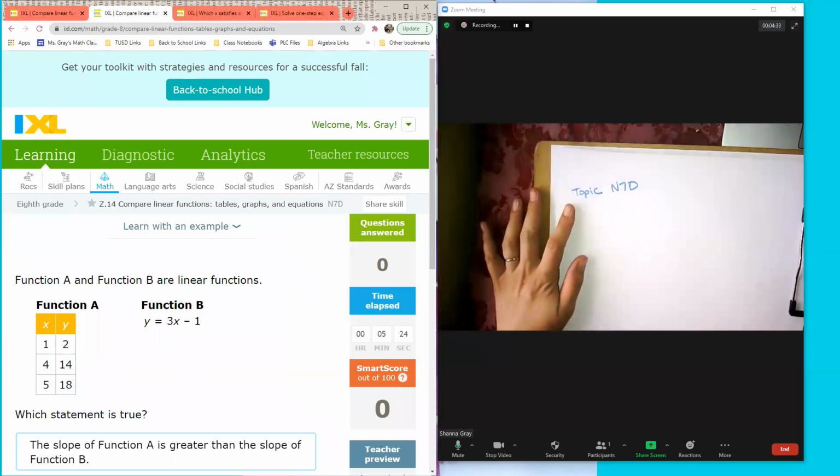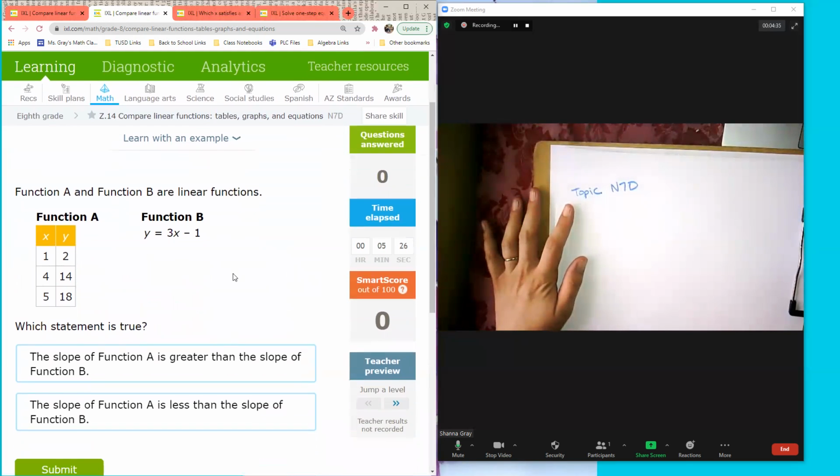When you get on to topic N7D, this is similar, but instead of having graphs and equations, this time you have tables, graphs, and equations. So it's a mix of all. So the only thing new will be these tables.